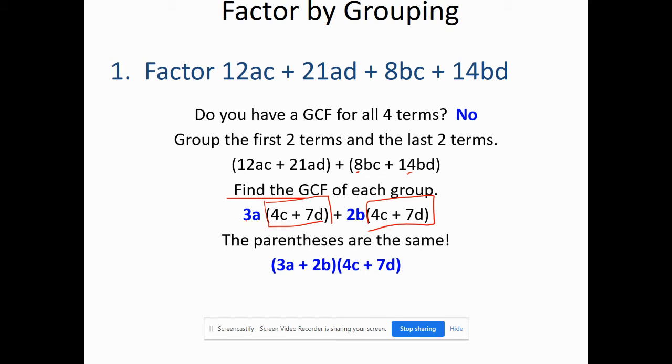So again, you're going to take your leftovers, so your GCF here and your GCF here, and that's what makes this first set of parentheses. And then the matching parentheses is your second factor. So this is factor 1, and this is factor 2. So you just factored by grouping.